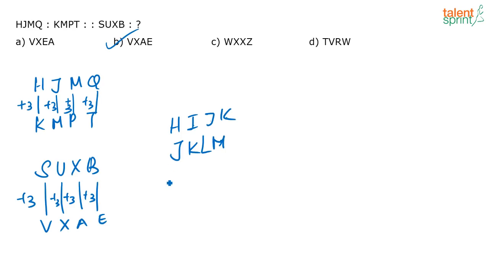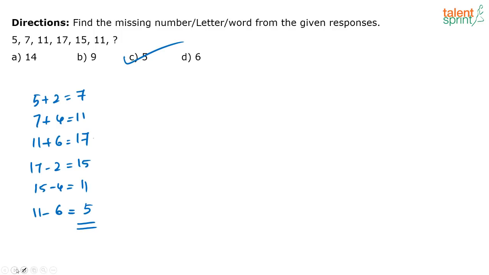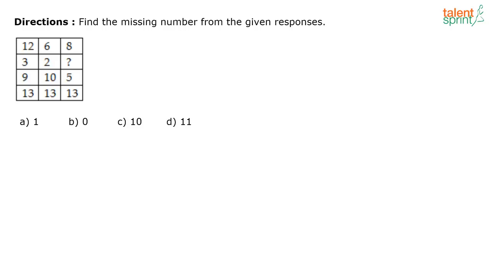Praveen, see S, T, U, V. 1, 2, 3. That's how I say plus 3. Or you can say there are 2 letters in between. After S, skipping 2 letters, the next letter is what you take as the answer. Next one.